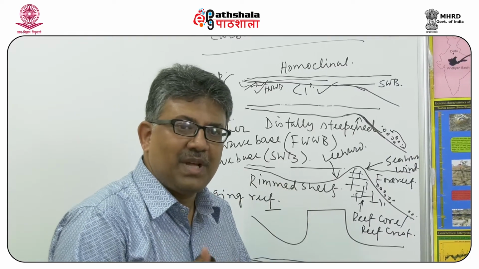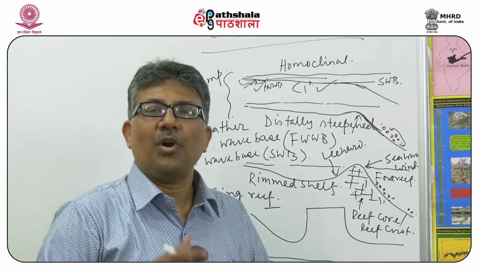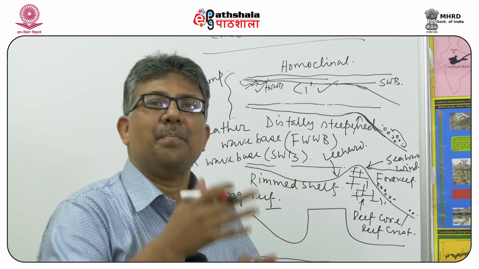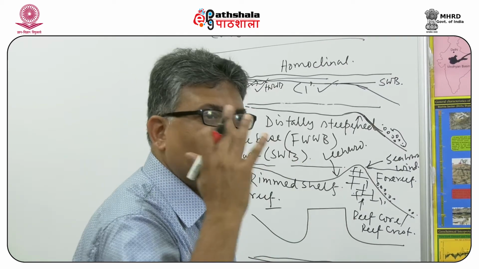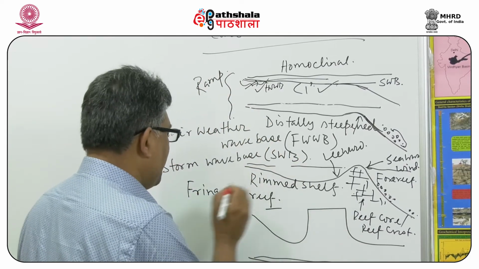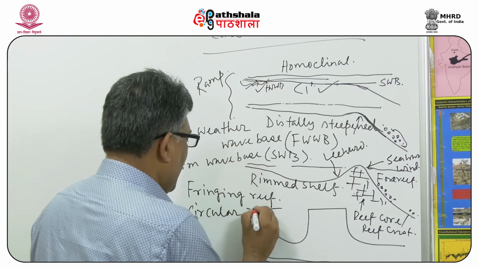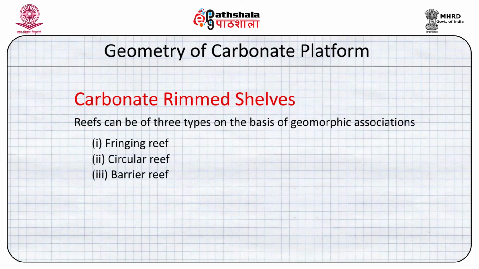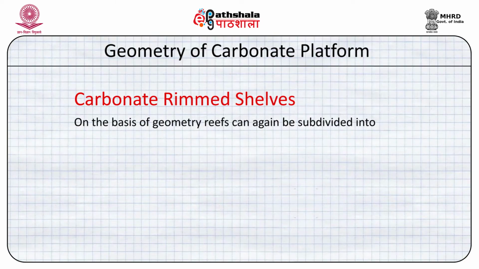This kind of reef, that is the circular reef and the atoll. And some of the reefs which are forming at the shelf edge, which act as a barrier to the wave energy, we call the barrier reef. So, in terms of geomorphic position, the reefs can be classified into fringing reef, then circular reef and the barrier reef. We also classify the reef depending on their geometry.